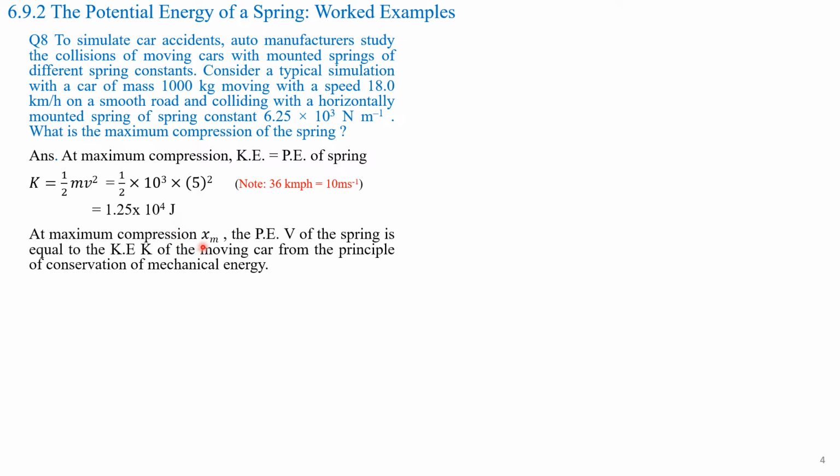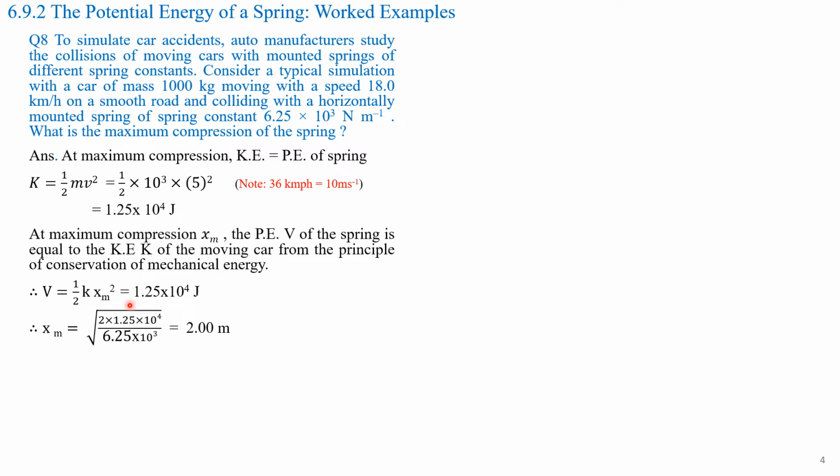At maximum compression, Xm, the potential energy V of the spring is equal to the kinetic energy K of the moving car, from the principle of conservation of mechanical energy. Therefore, potential energy V is equal to half into k into Xm square. That is equal to 1.25 into 10 to the power of 4 joules.